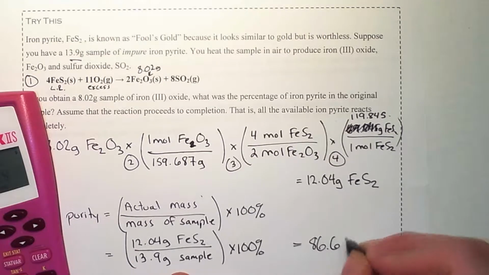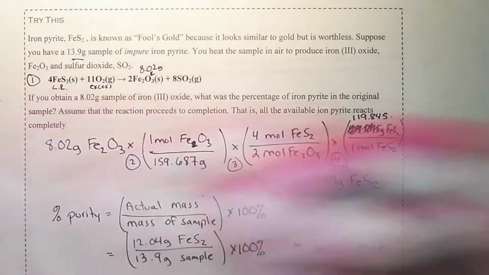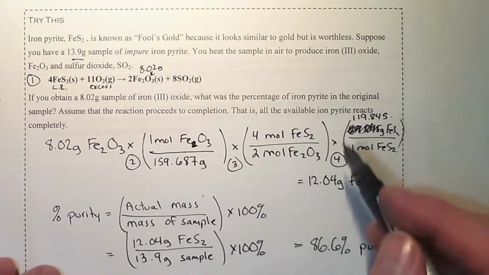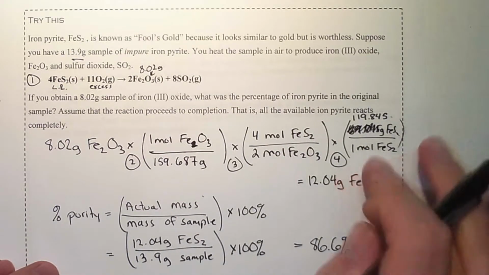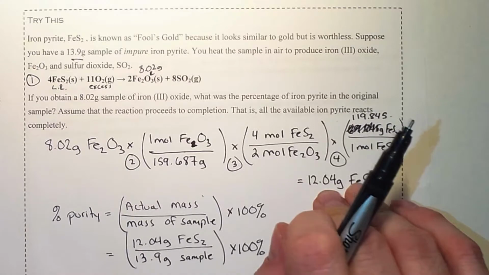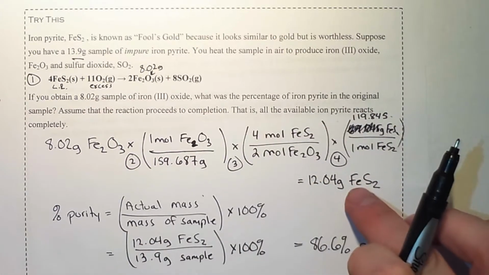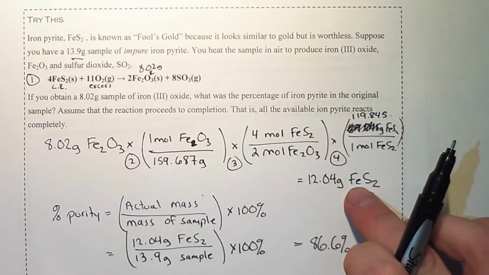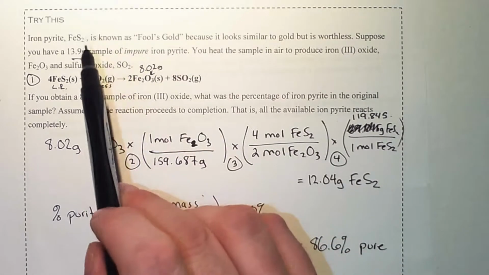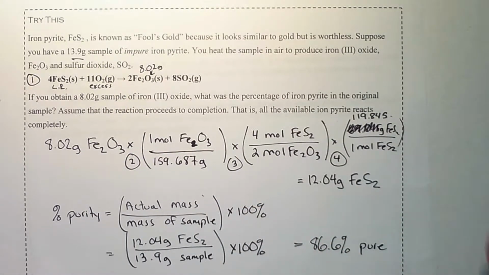The sample would have been 86.6% pure. So by using what our product was determined to be, we can figure out what the mass of the reactant was, and compare that to the mass of our sample, which we can then figure out what the purity is.